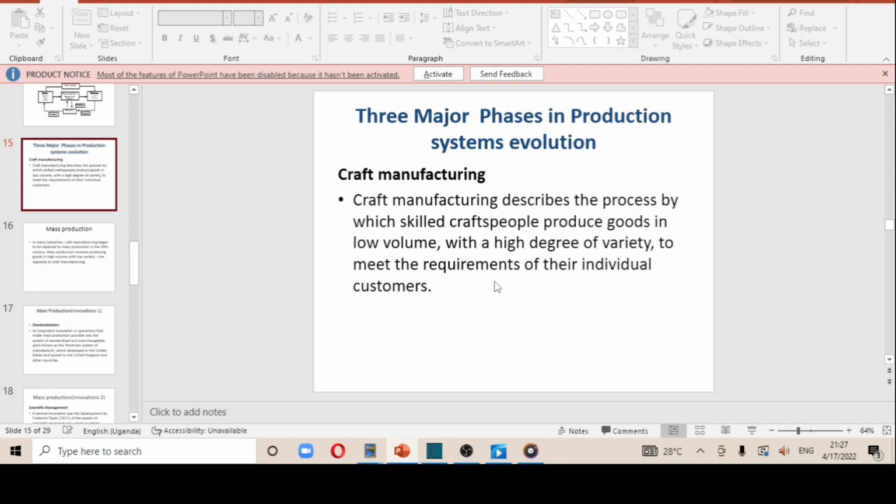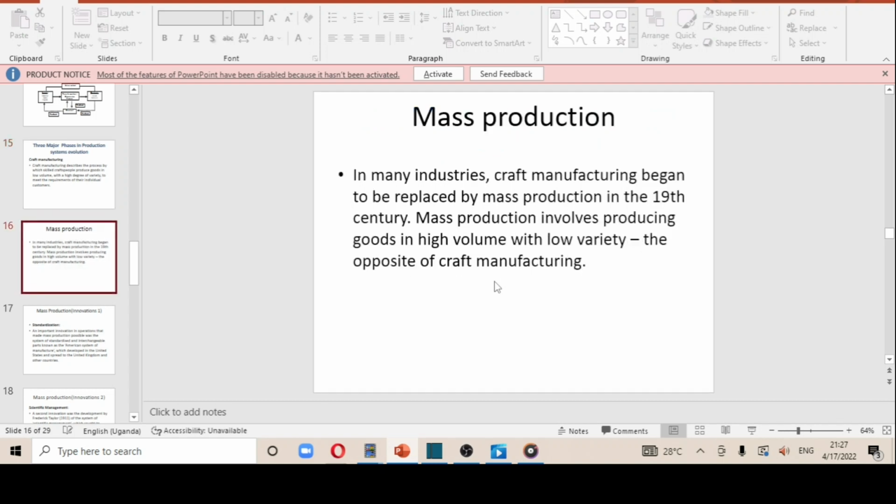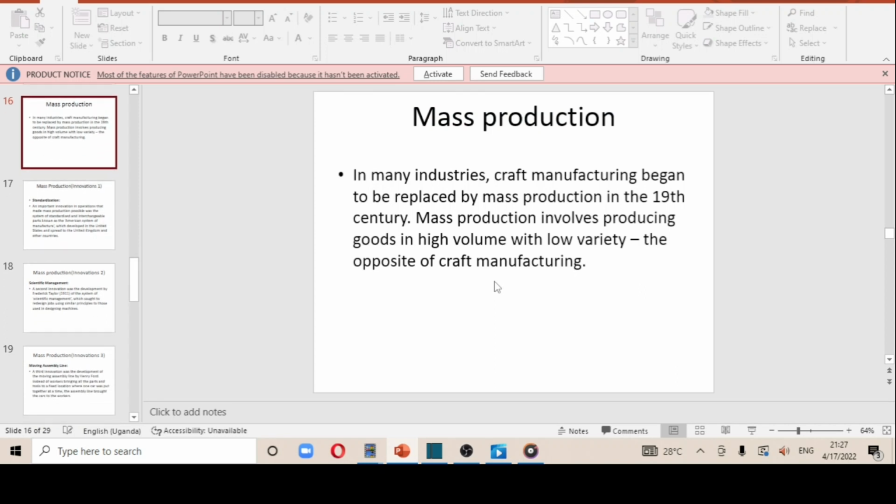If at all we are two people, Bob and Nelly, my tangler will be different from that of Bob because it was made by a person. A person can't be perfect, you get it? So moving on to the second one, which is mass production. With mass production, it's just the opposite of craft manufacturing, which involved producing goods at a high volume, and there was limited or low variety in the products.